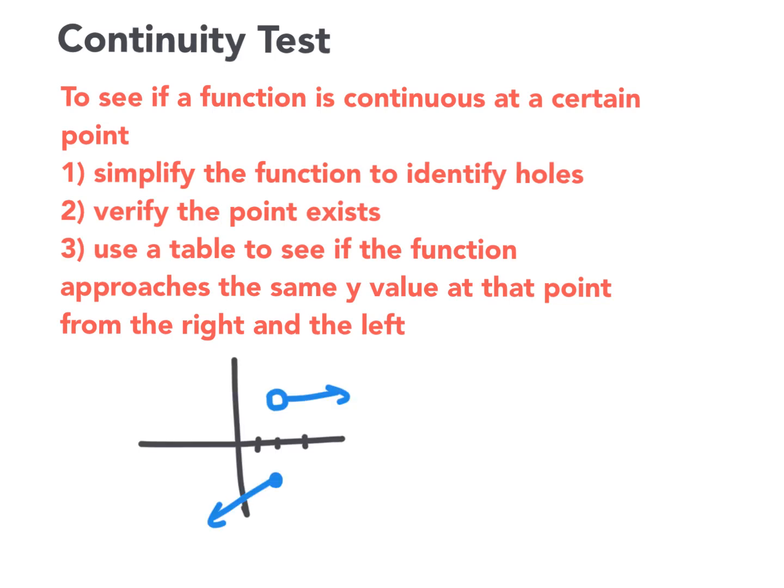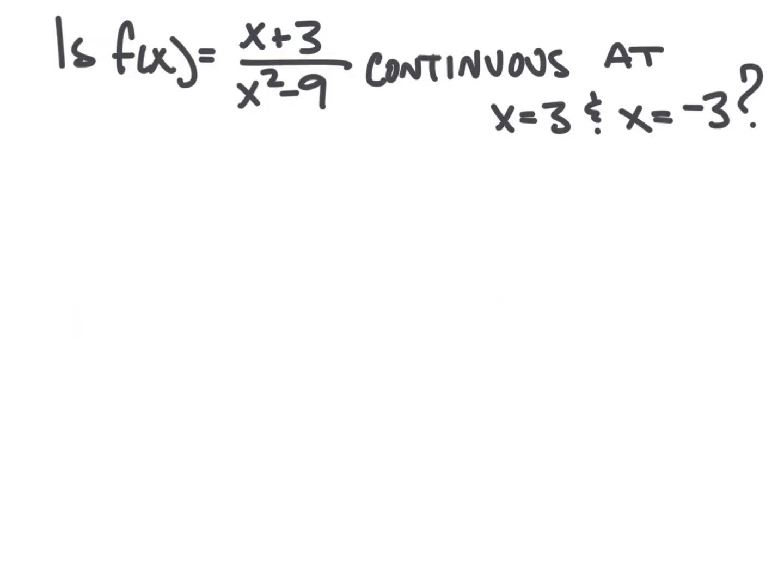The reason to check this last part about the left and right is because, see here, f of 2 exists right here, but it doesn't approach from the left and right, so we wouldn't be able to trace this with a pencil without lifting the pencil. So let's try that. Let's see, for f of x equals x plus 3 over x squared minus 9, is it continuous at x equals 3 and negative 3?